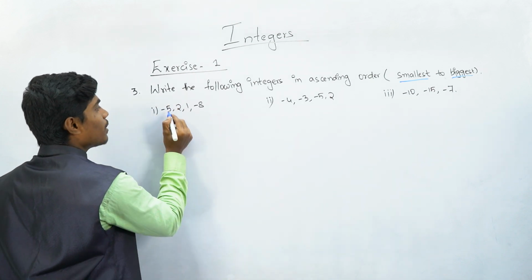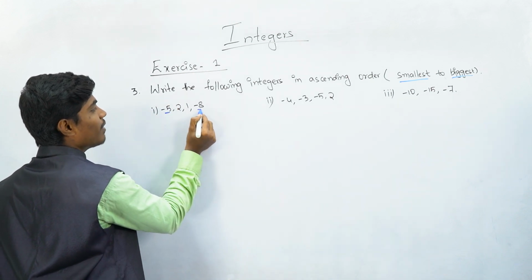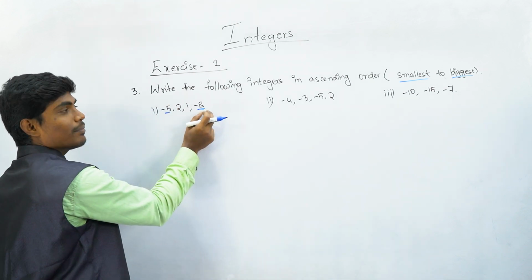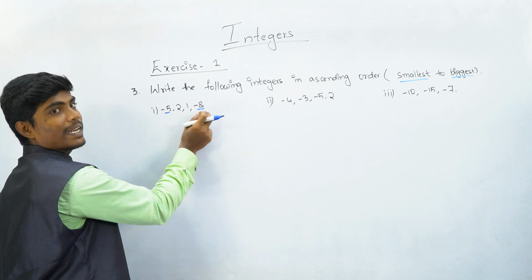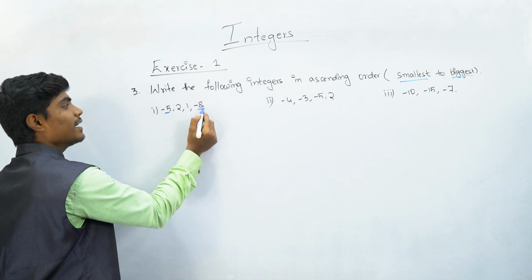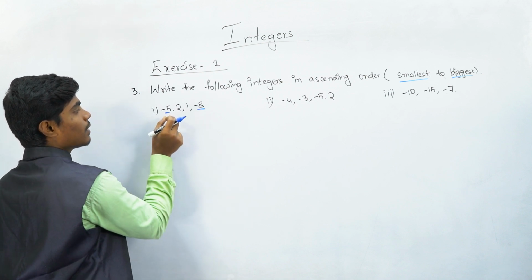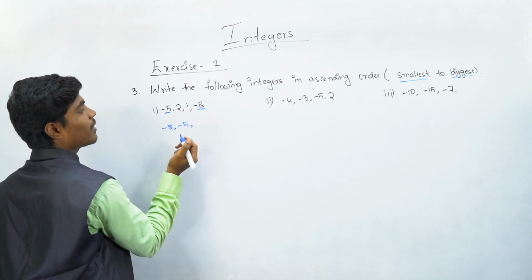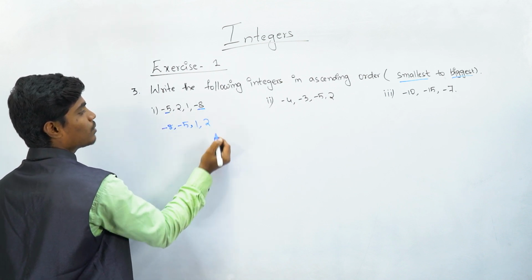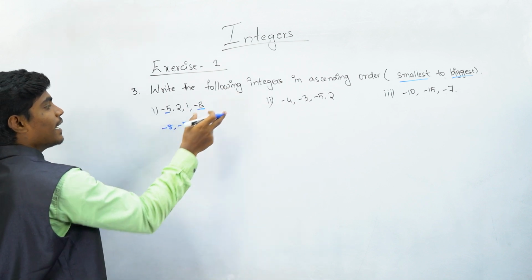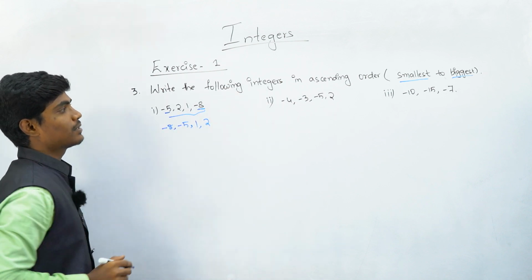As we already know, the greatest number with the negative sign is the smallest one. Here we have minus 5 and minus 8. Minus 5 lies to the right of minus 8, so minus 8 is smallest. So, minus 8, next minus 5, next 2. This is the ascending order of these numbers.